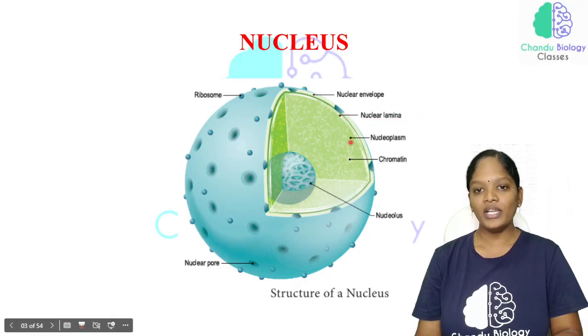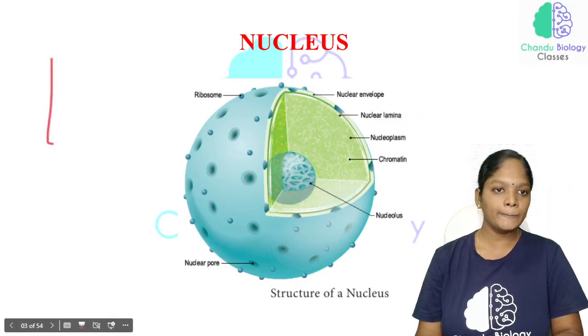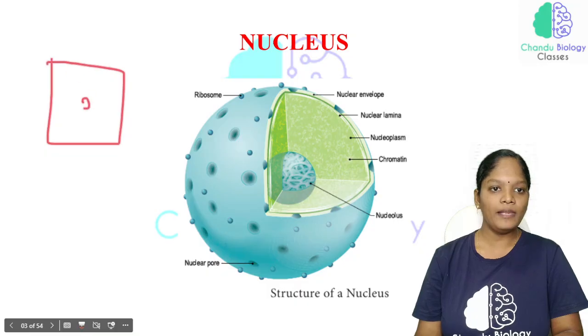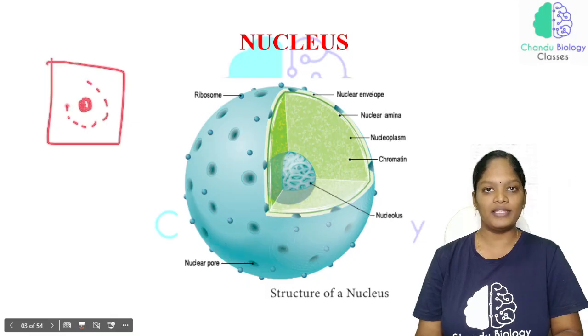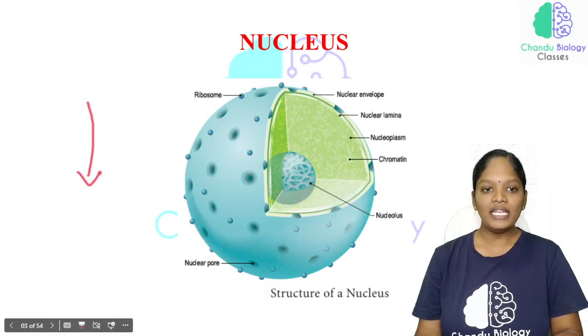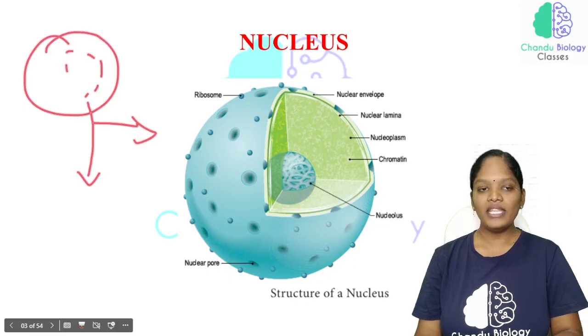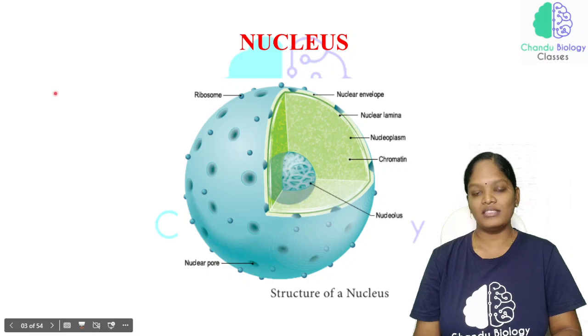Here, this is a cell and this is the nucleus. Here we can see the cytoplasm. Now the central part also has a gel-like structure, and it has a space. That space is called the nucleoplasm.